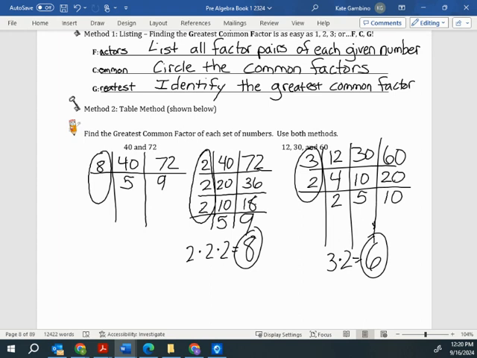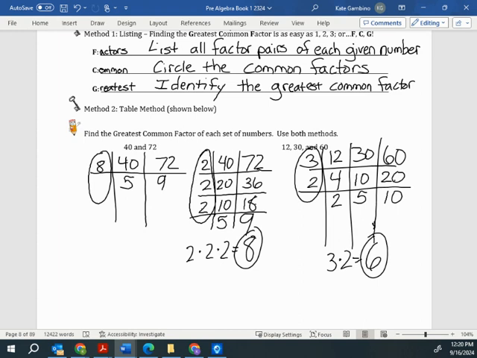Now if I had to list all the factors of 12, list all the factors of 30, then list all the factors of 60, then circle all the common factors and look for the greatest one, would I still get the same answer? Yeah. Would it take me longer? Probably. Whichever one works for you, you can use. If you understand how to do the table, it's going to go a little bit faster. But if you're not comfortable with that, but the listing, I know how to do that, then use that one.